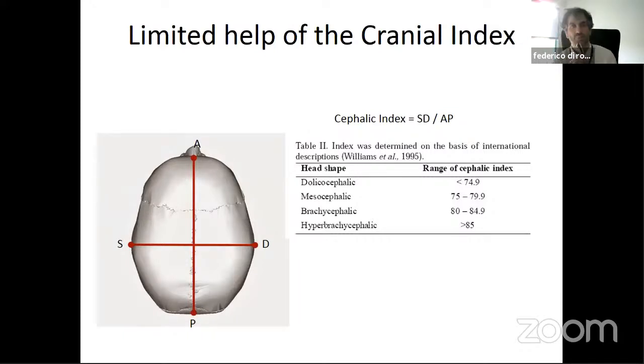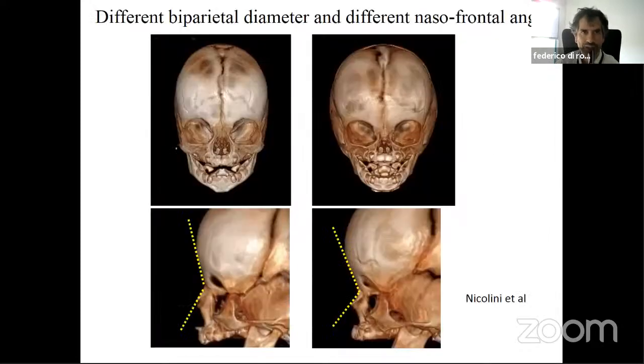The cranial index will be the same if the deformation is more anterior or more posterior, with an anterior bossing or posterior bossing, and you will miss all the subtle changes that the skull undergoes. And to show you some changes, if you don't measure them, you will not understand how the changes can also affect the rest of the face with changes in the nasofrontal angle.